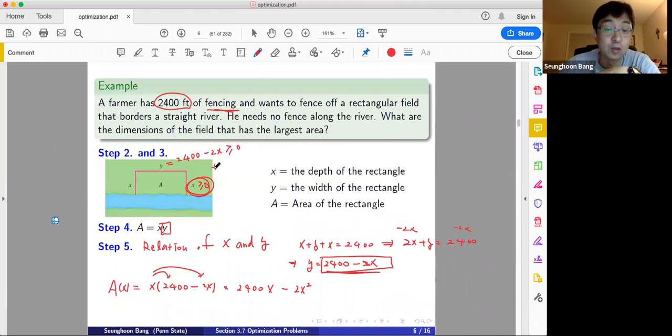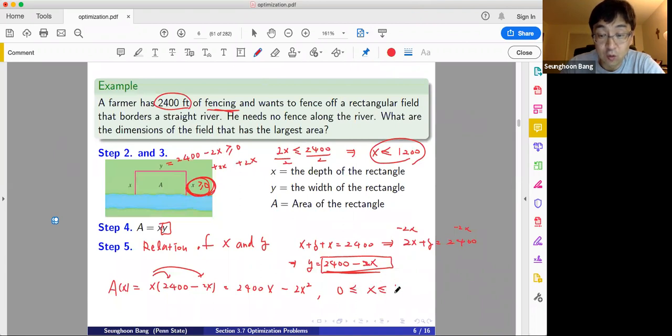You solve. You add 2x to both sides. So we have 2x is less than or equal to 2,400. Divided by 2, we have x is less than or equal to 1,200. We can combine: x is greater than or equal to 0 and less than or equal to 1,200. The domain is from 0 to 1,200. This is the domain.